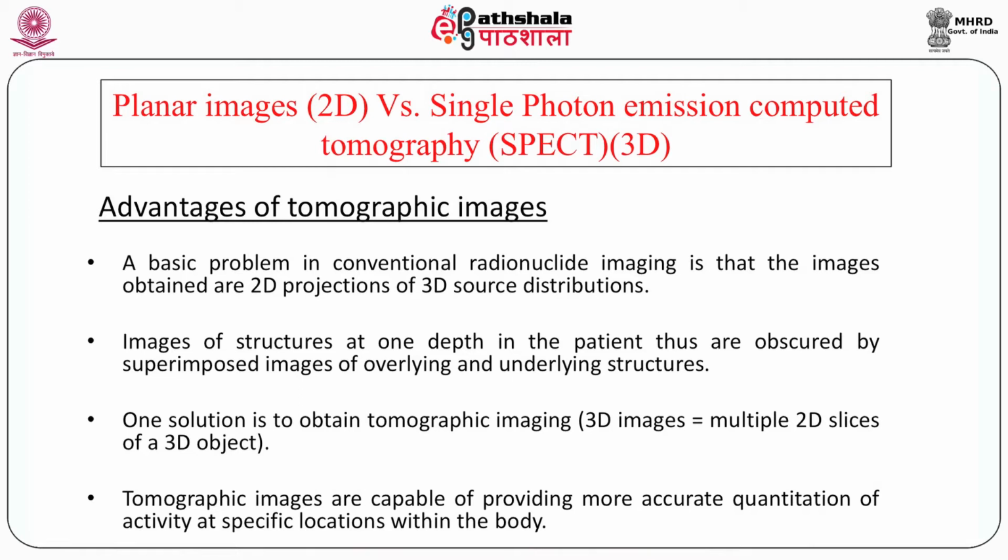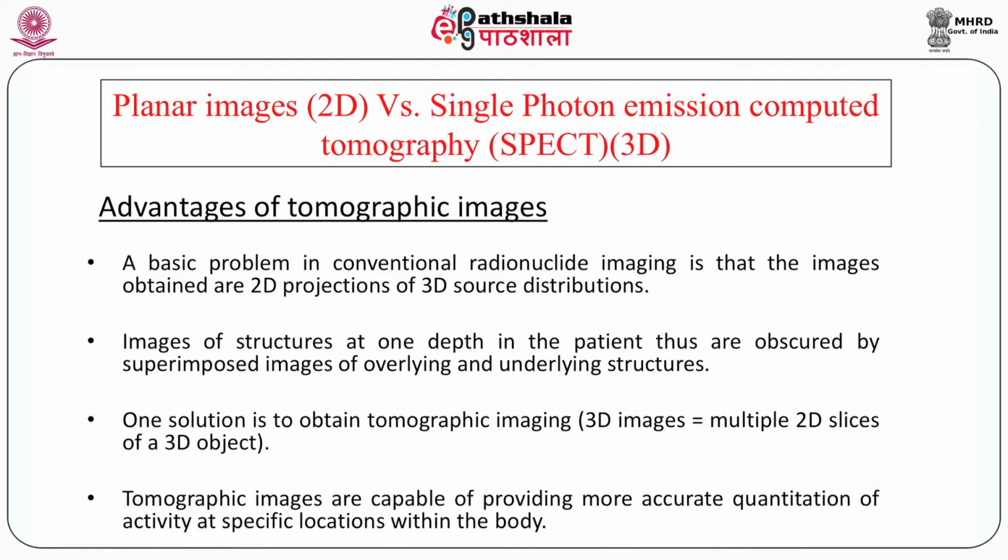A basic problem in conventional radionuclide imaging is that the images obtained are 2D projections of 3D source distributions. All organs are in 3D shapes. Now, if I want to take an image in a two-dimensional way, you get only an image in XY form, but 3D means the Z, the particular depth at which the problem is there. That is the advantage of tomographic images. Images are structured at one depth in the patient, and thus are obscured by superposed overlying and underlying structures.